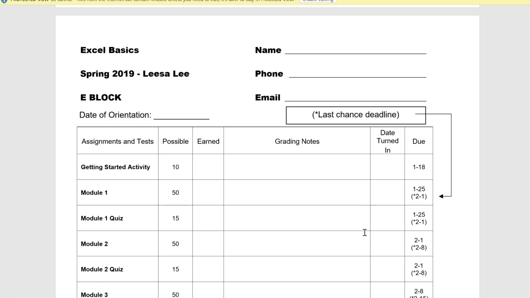Now, next is try to find a time to meet with me in person, just to say hello and that you've watched this orientation video. And also I need to give you the USB drive that has all of the files for the class on it. And if you didn't send me a picture, I will snap a picture.